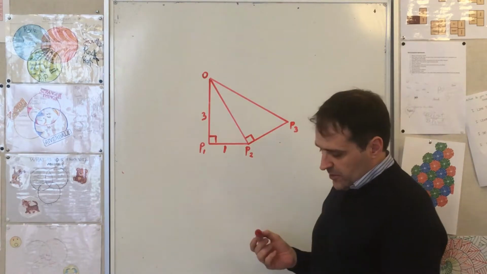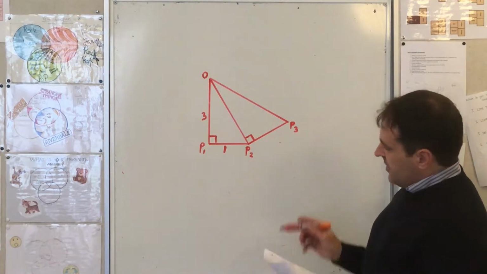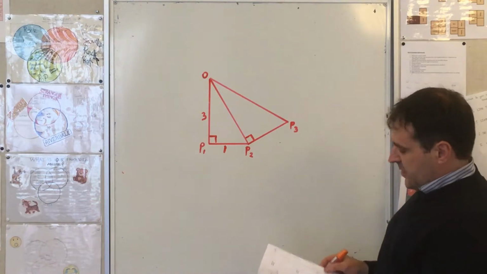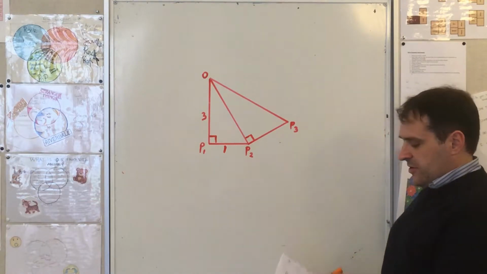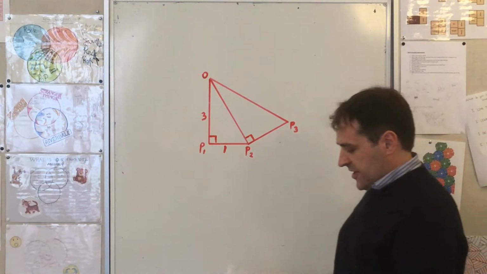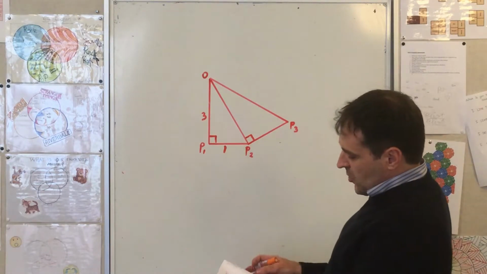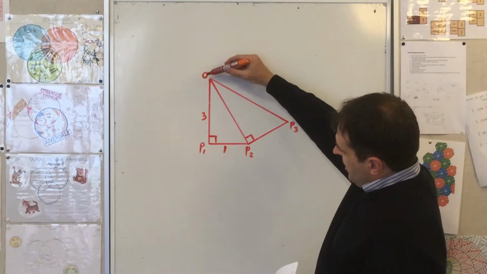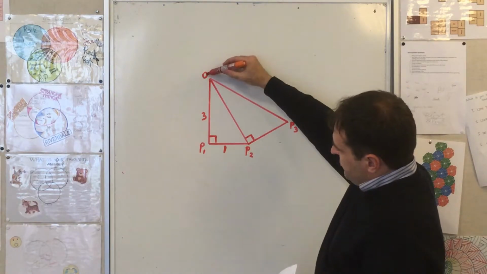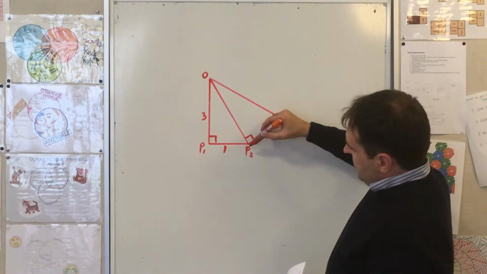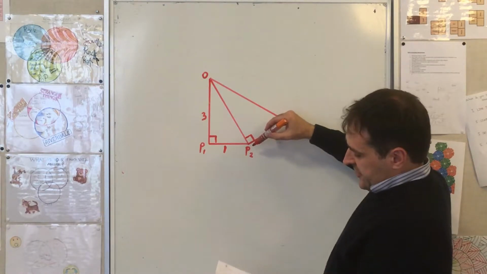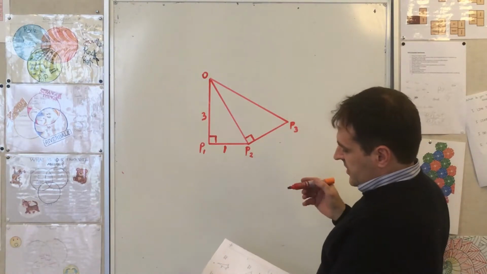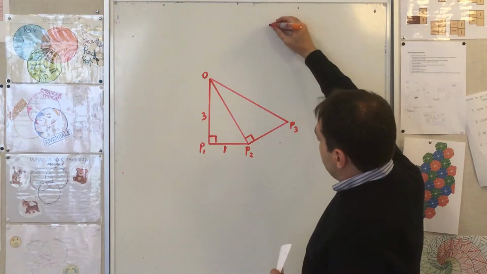All of those things are already indicated on the diagram. The diagram is not to scale. They always do that for exam questions so that you don't get answers just from measuring diagrams. Show that OP2 equals root 10 centimetres. So OP2 is the distance from O to P2, and you've got to show that that is the same as the square root of 10. So they've even given you the answer, you've just got to confirm that.